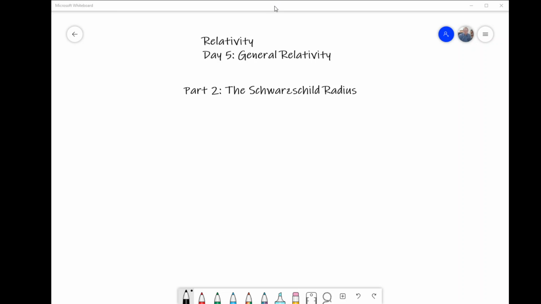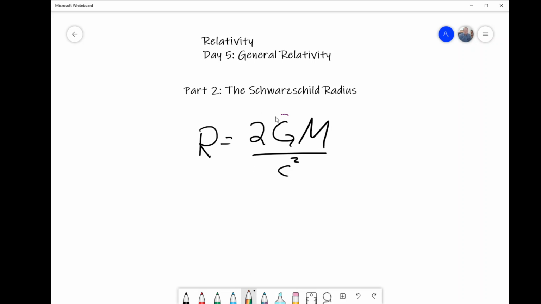So now that we've talked about what black holes are, we are going to get into a little bit of how to describe them. And the first part is the Schwarzschild radius. So just how big is that black hole? Well, that's something that's actually fairly straightforward. The radius of a black hole is 2GM over c squared, where G is Newton's gravitational constant, c is the speed of light, and M is the mass of the black hole.